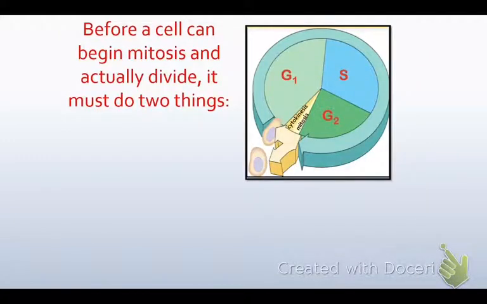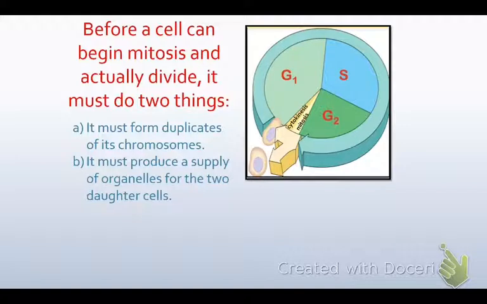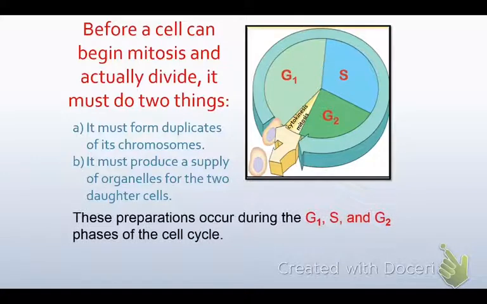Before a cell can begin mitosis and actually divide, it has to do 2 things. First, it must form duplicates of its chromosomes. And second, it must produce a supply of organelles for the 2 daughter cells. These preparations occur during the G1, S, and G2 phases of the cell cycle. G1 is like growing in size. S is when it's synthesizing those new chromosomes, and G2 is when it's growing more organelles, all to prepare for mitosis and cytokinesis.